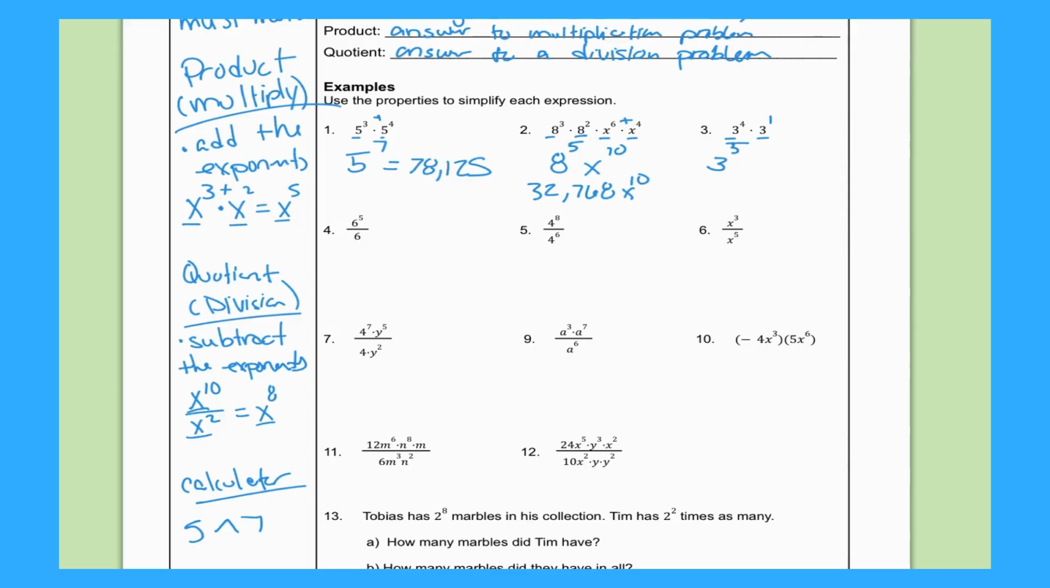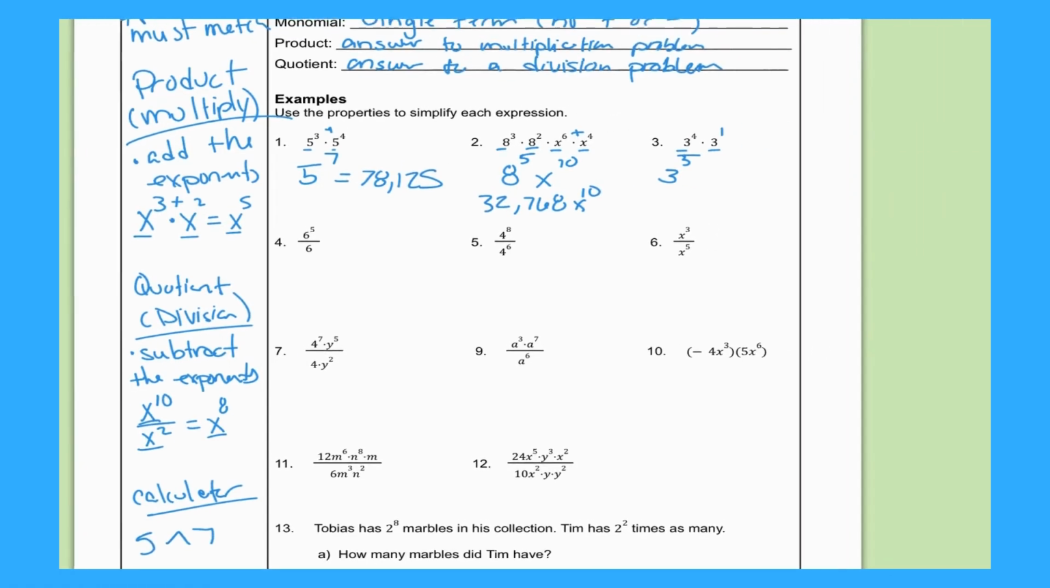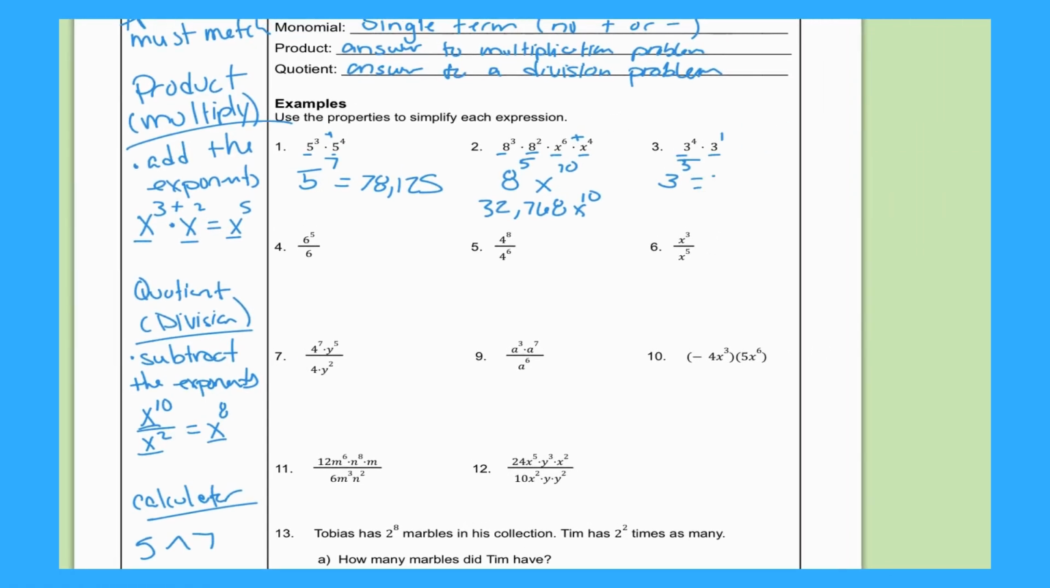A common mistake I see is we forget to add the 1. And then we can simplify that further, so I'm going to type in the 3, the caret button, and then I'm going to tell it 5, and we get 243.